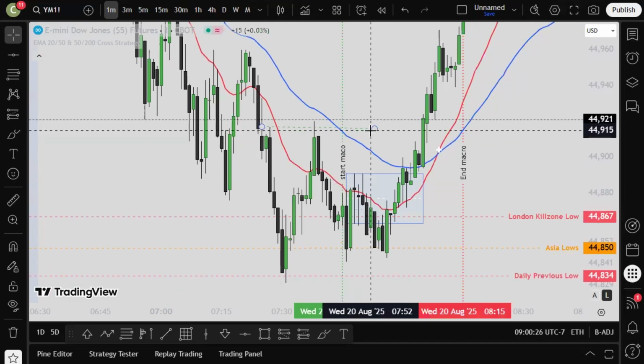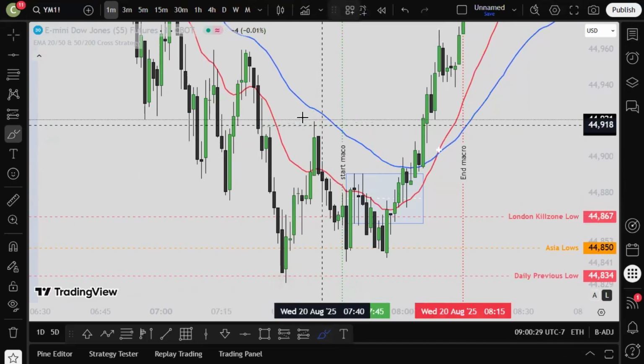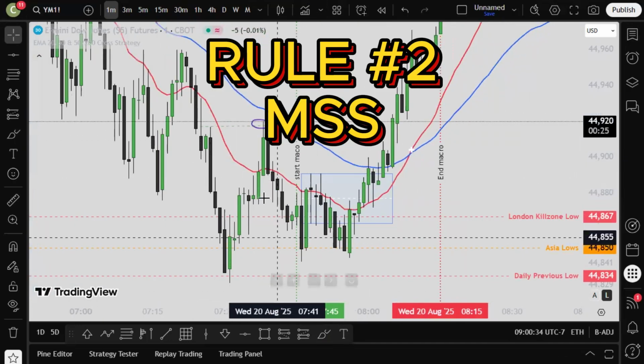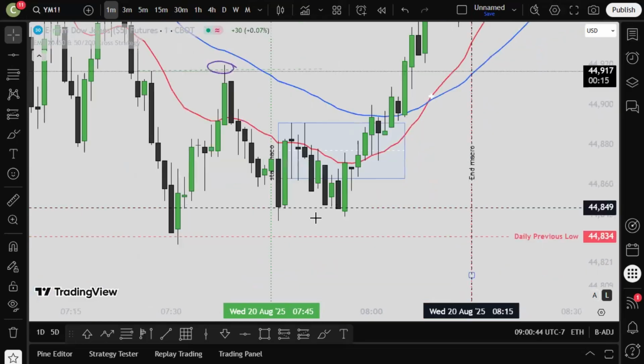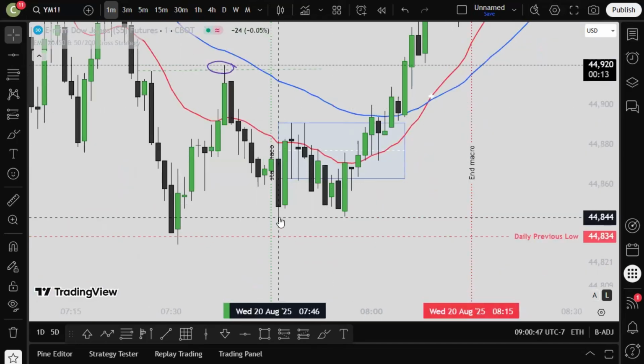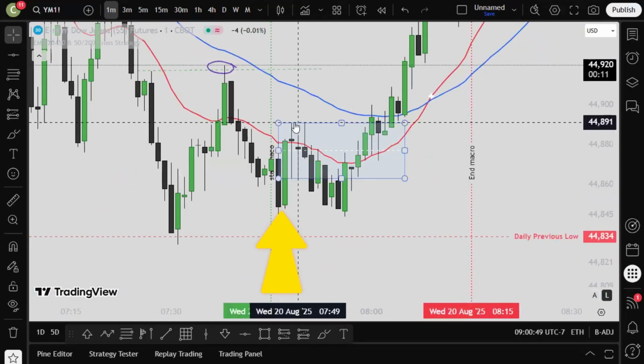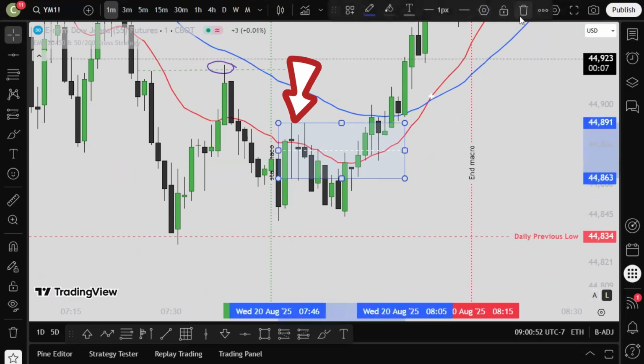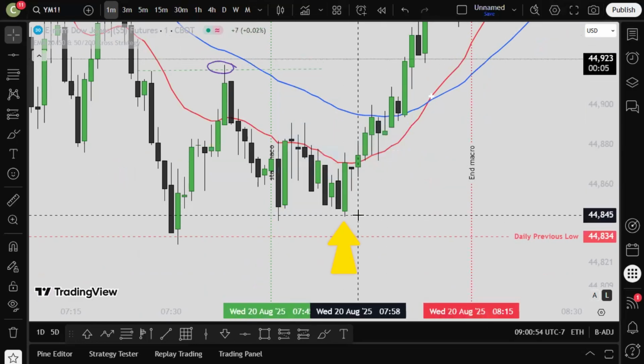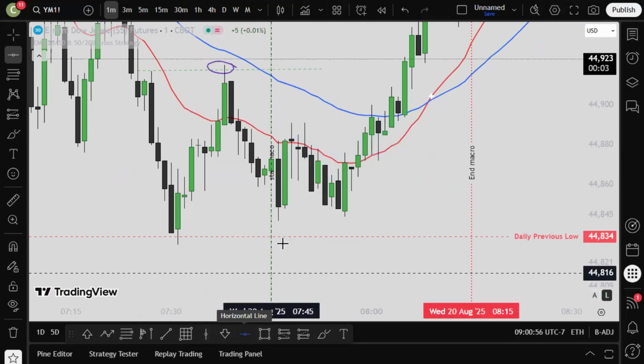Second of all, we have this market structure shift right here. Then we have a push to the downside here. We made a temporary low right here, followed by a temporary high right here. We made a temporary low right here. We did not break this low right in here.